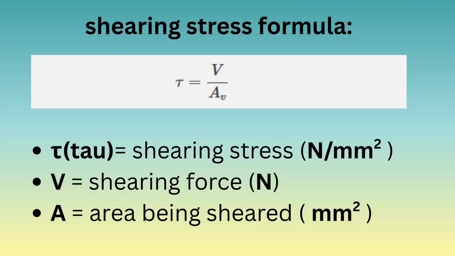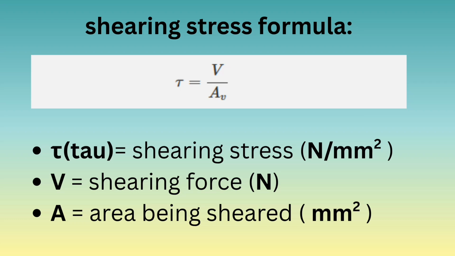Next, the shearing stress formula. Tau is equal to V over A. The tau here is called shearing stress. V is the shearing force, and A is the area being sheared.